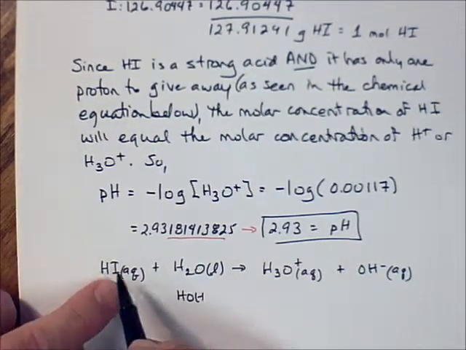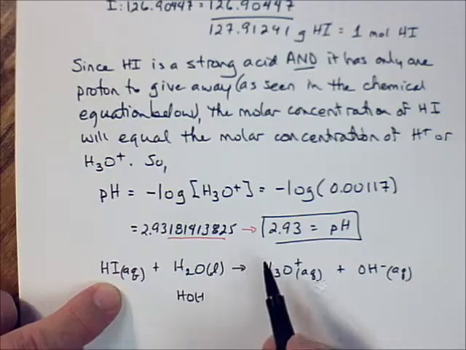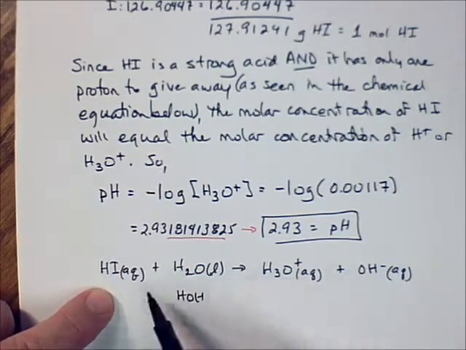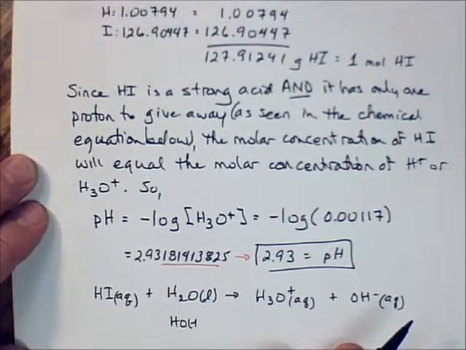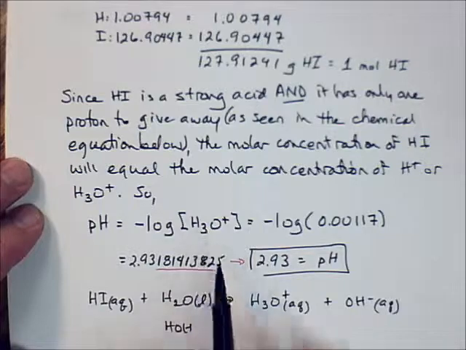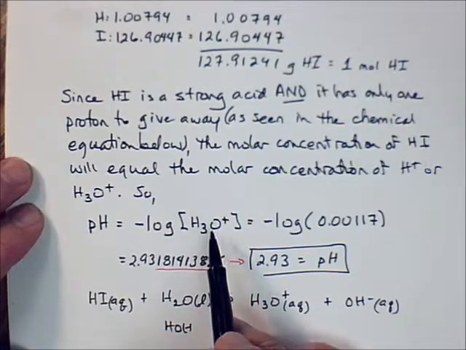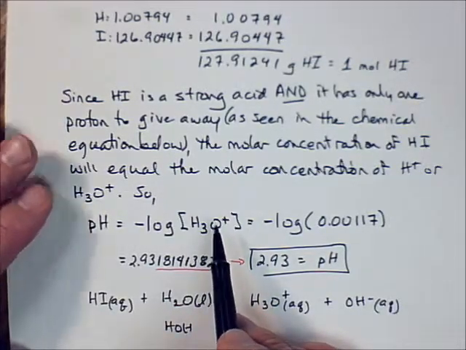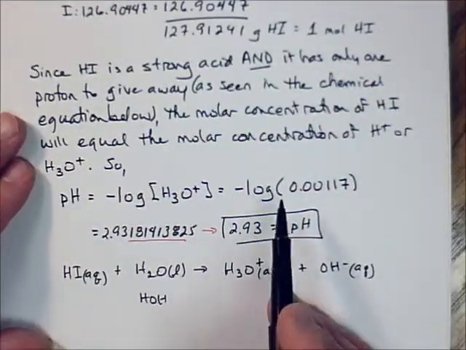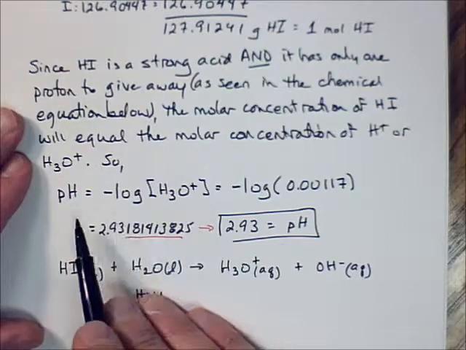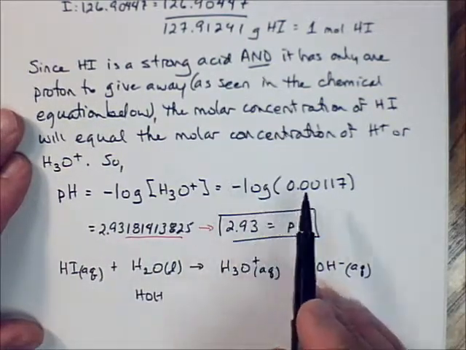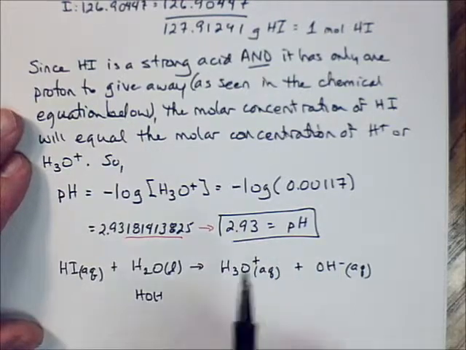The number of particles of this equals the number of particles of this because it's a 1-to-1 ratio. If you balance the equation, it's going to be equal on both sides. Therefore, the number of moles of this will equal the number of moles of that, so the molarity of the hydronium equals the molarity of the acid itself. The molarity of the acid was this, so the molarity is going to be the same here for the hydronium. pH is the negative log of the hydronium ion concentration. Negative log of that gives you this number.